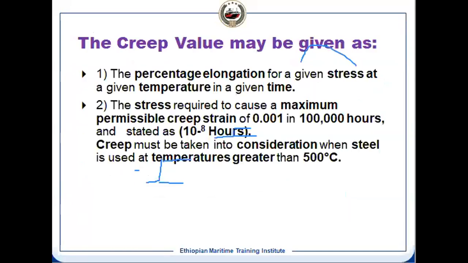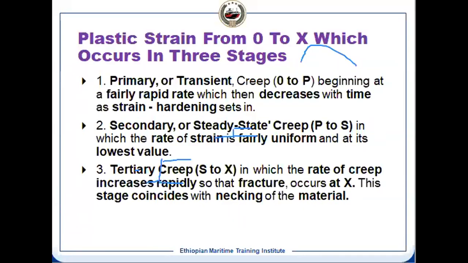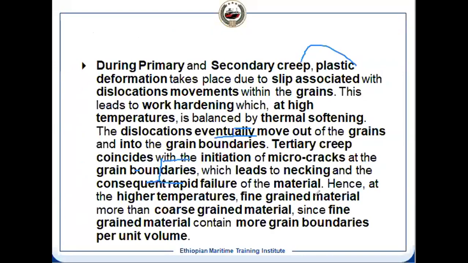And then the third one, it will sharply increase again rapidly, and it will fail. Neck formation will take place. Once neck formation takes place, it means it will fail. You cannot save the material.